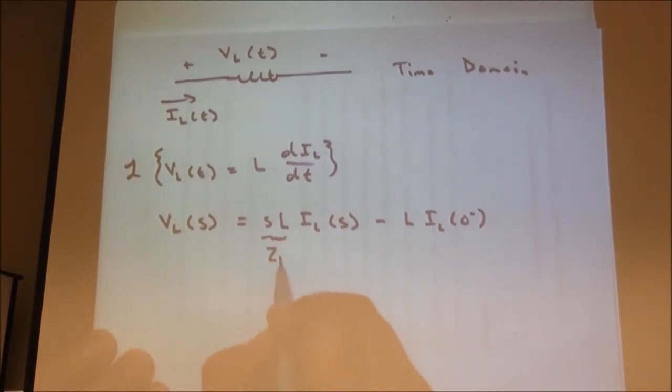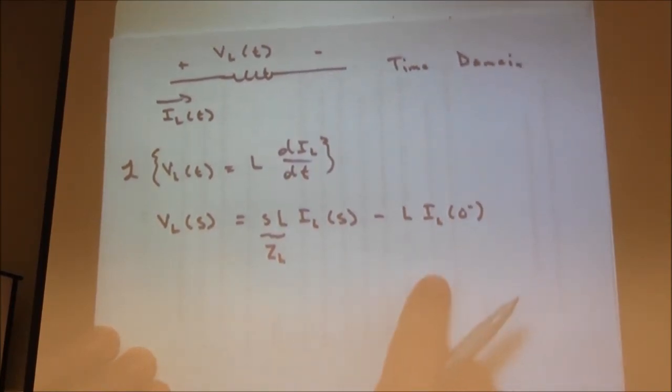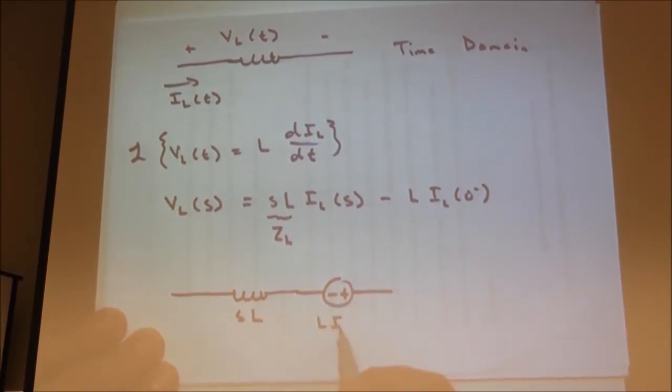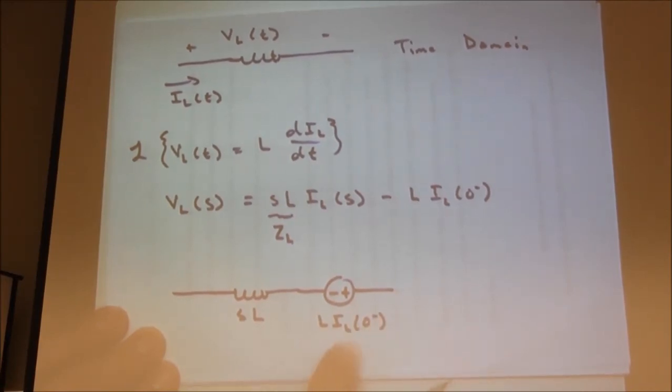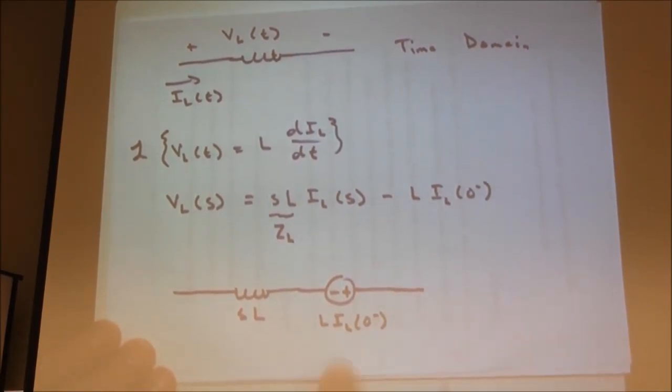This is our familiar ZL. There's an Ohm's law expression and an initial condition term. But note the polarity here, and this matters. So in the Laplace domain, what do we have? Well, this is SL. We just said that a moment ago. And we have an initial condition source with the opposite polarity, L times IL(0 minus). That's inductance times the initial condition current. That's the equivalent circuit in the Laplace domain. And there's no over S here, pay attention. Laplace domain.